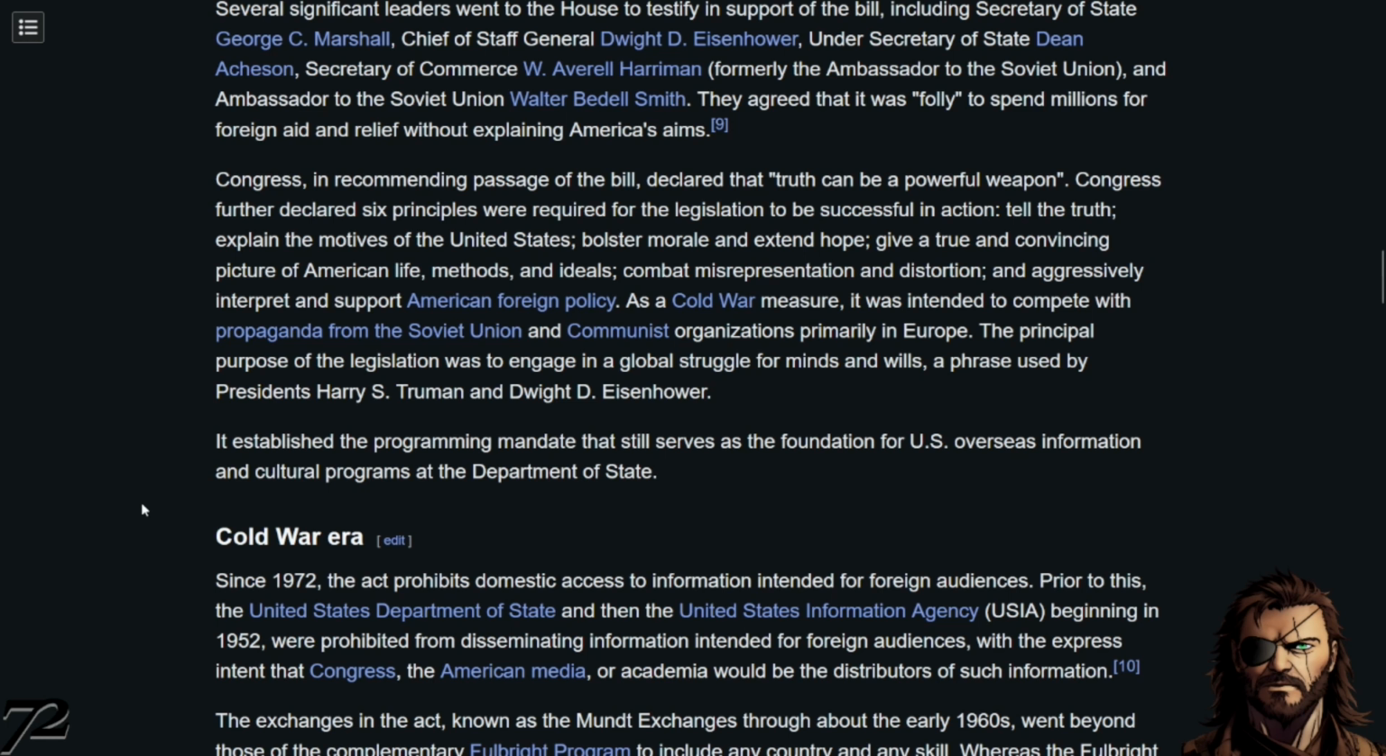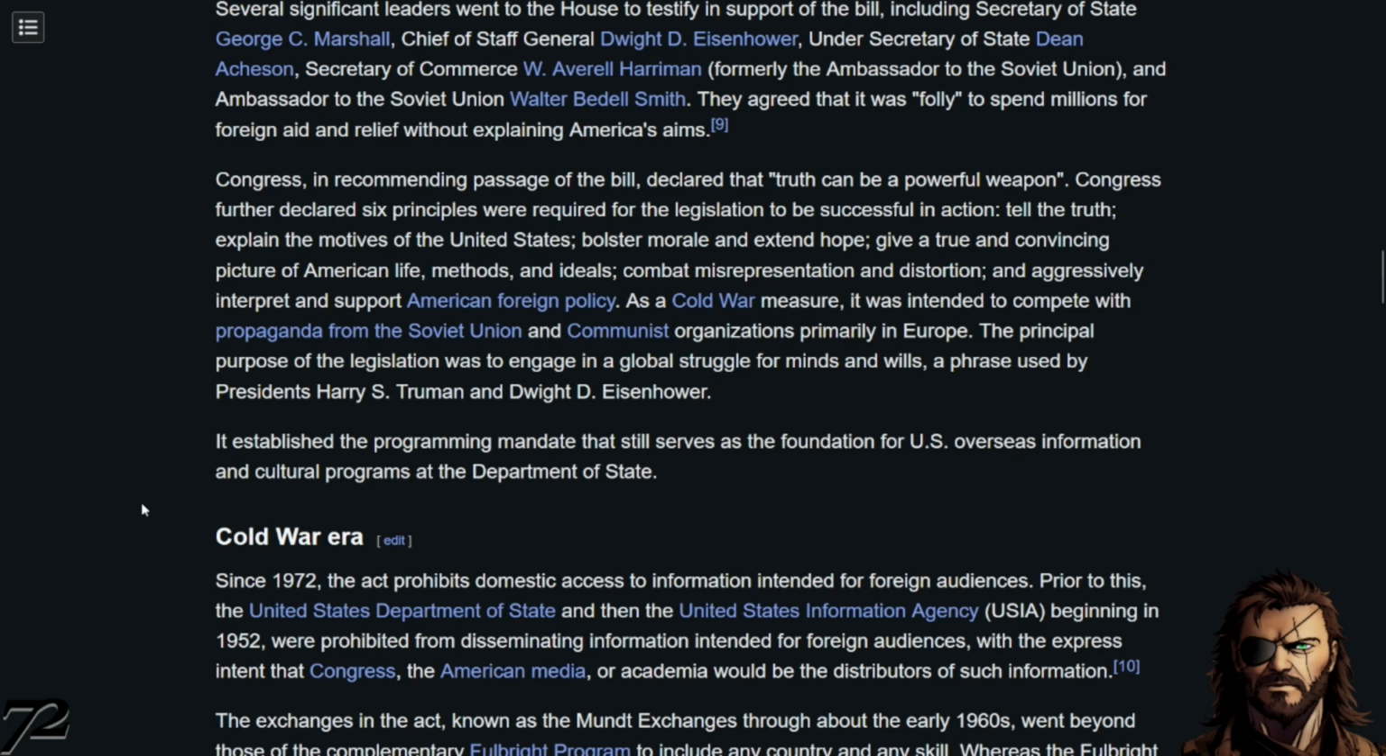Congress further declared six principles were required for the legislation to be successful in action: tell the truth, explain the motives of the United States, bolster morale and extend hope, give a true and convincing picture of America's life, methods, and ideals, combat misrepresentation and distortion, and aggressively interpret and support American foreign policy. As a Cold War measure, it was intended to compete with the propaganda from the Soviet Union and communist organizations primarily in Europe.